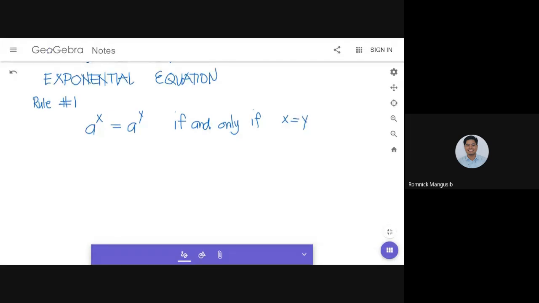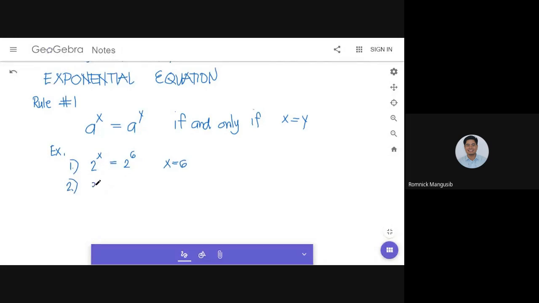Siyempre, masasabi mo na ang dalawang number na yan na pareho ang base ay magiging equal kung pareho din sila ng exponents. Diba? So, for example, 2 raised to x is equal to 2 raised to 6. Then, x must be 6 for them to be the same, right?